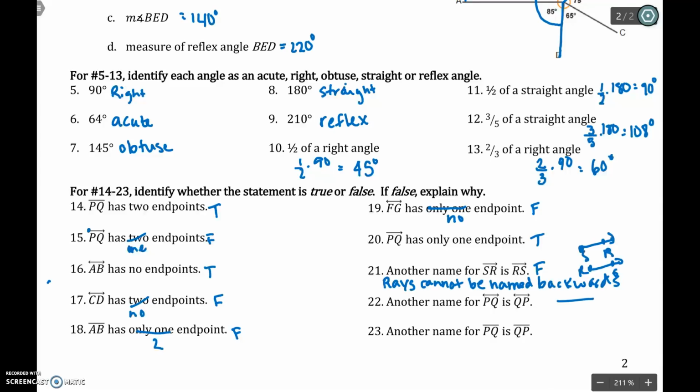If you look at a line where it's infinite, you could say PQ or QP. It wouldn't matter if you went left to right because you're going on infinitely in both directions. So this one is true. And the same for a segment. It really wouldn't matter if you said QP or PQ since both are endpoints. So that's also true.